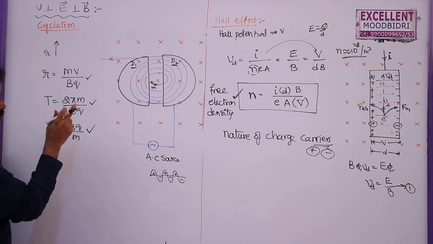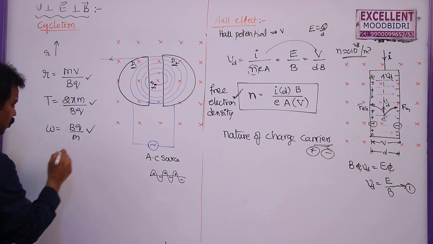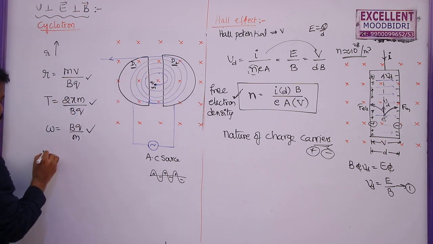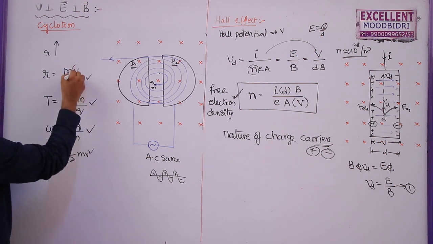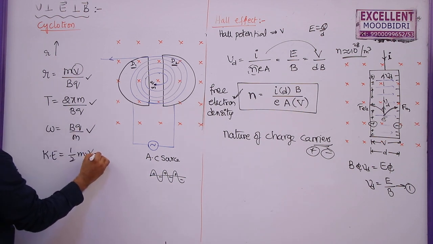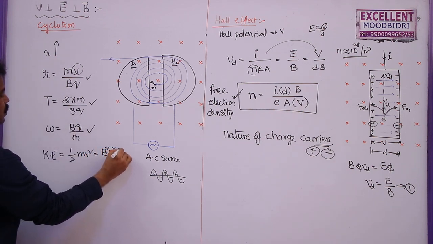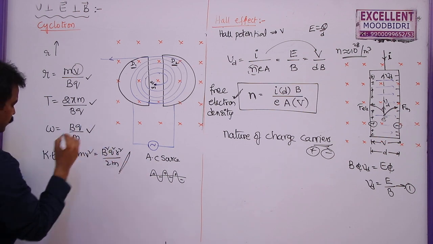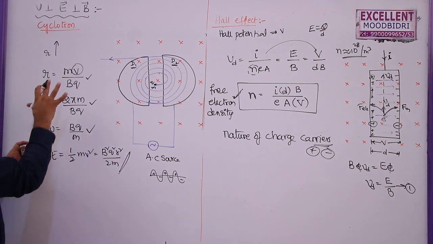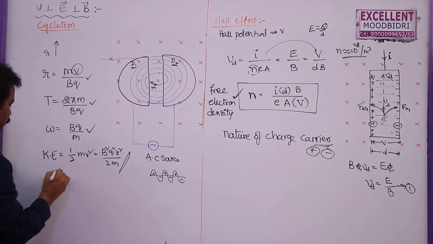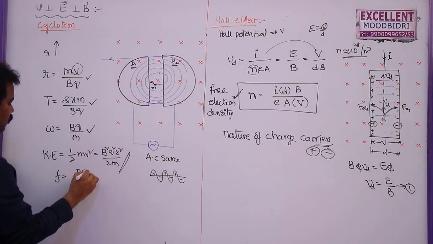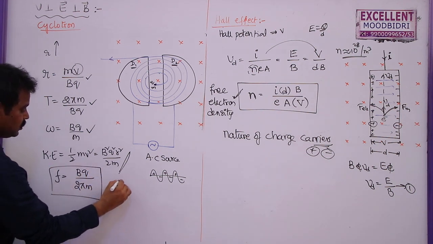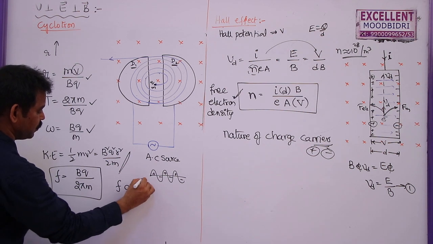A charged particle enters into a magnetic field perpendicular to it. Now, what is the kinetic energy of this charged particle that is moving in this one? This is given by half mv square. V is equal to Bqr by m. So the kinetic energy is B square q square r square by 2m. So by using this, we can find out the frequency of rotation of this charged particle, which is given by Bq by 2πm. That means it does not depend upon the velocity. So frequency is directly proportional to v power 0.